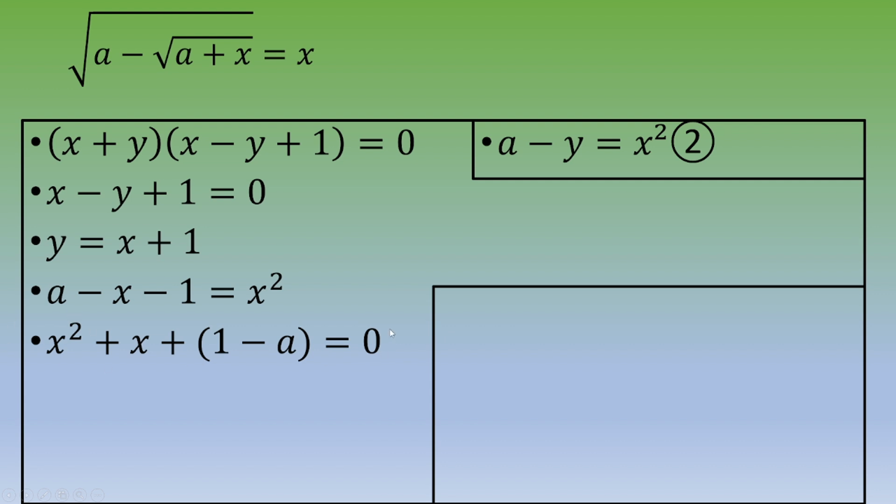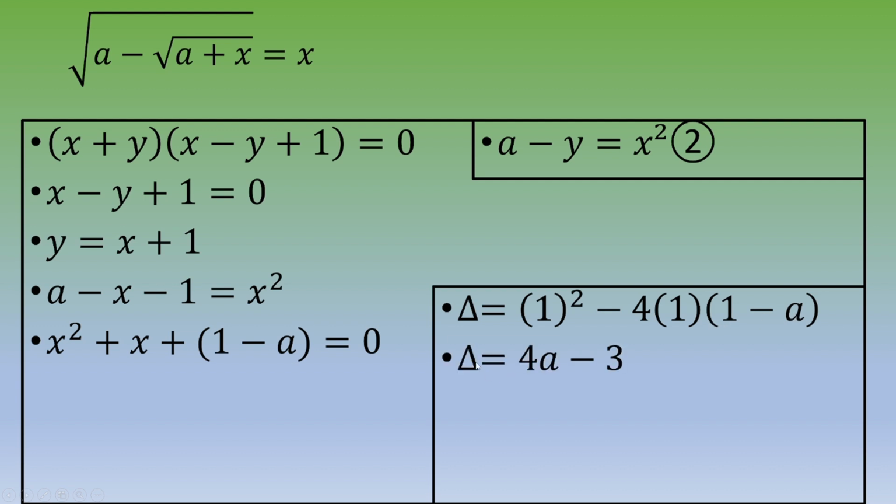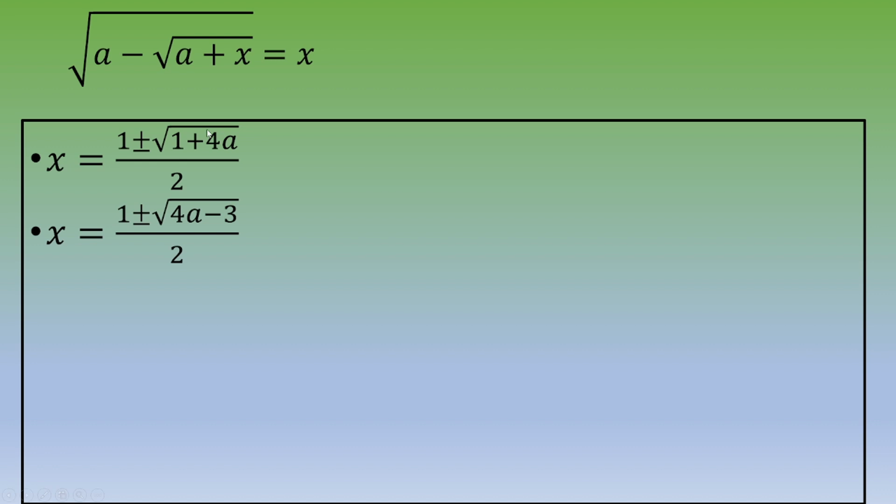So this is once again a quadratic equation. We are going to calculate the discriminant, and this is 1 squared minus 4 times 1 times 1 minus a. So you end up with 4a minus 3. So if a is greater than or equal to 3 over 4, this is a non-negative value, so you can calculate the square root of 4a minus 3, and the two roots of this equation are negative 1 plus or minus the square root of 4a minus 3, over 2. So if we recap, for values, x equals 1 plus or minus the square root of 1 plus 4a, over 2, and 1 plus or minus the square root of 4a minus 3, over 2.